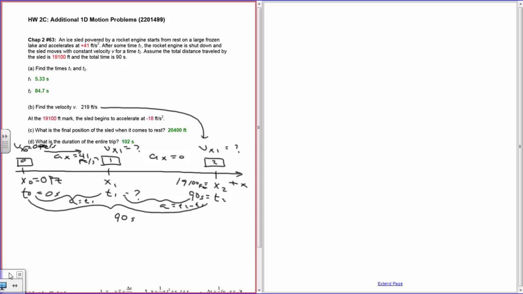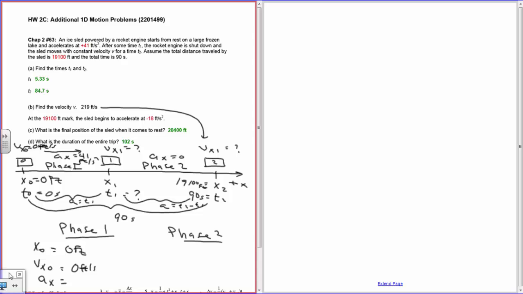We've got to break this problem into 2 pieces. We'll call this phase 1, we're accelerating, and phase 2, we're coasting. So we're going to have to break down our problem into 2 pieces for our equations. Initial position, initial velocity, and our acceleration are what? Our initial position is 0 feet. Our initial velocity is 0 feet per second. And our acceleration is positive 41 feet per second squared.